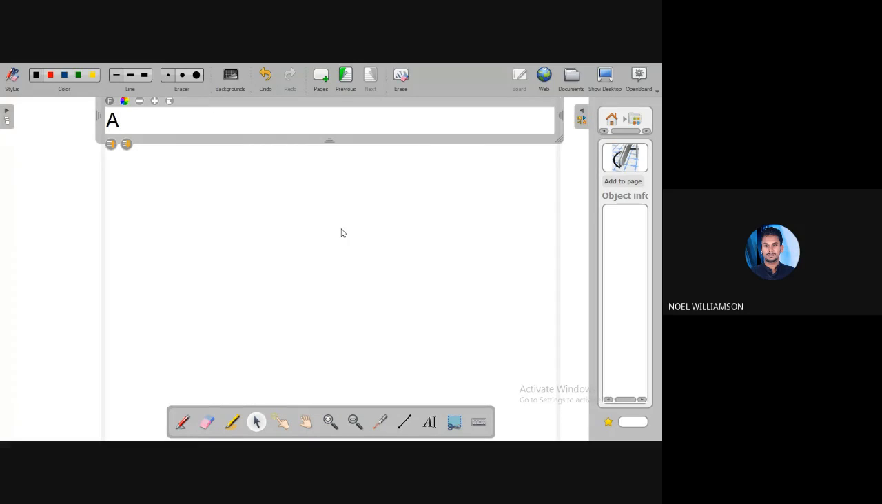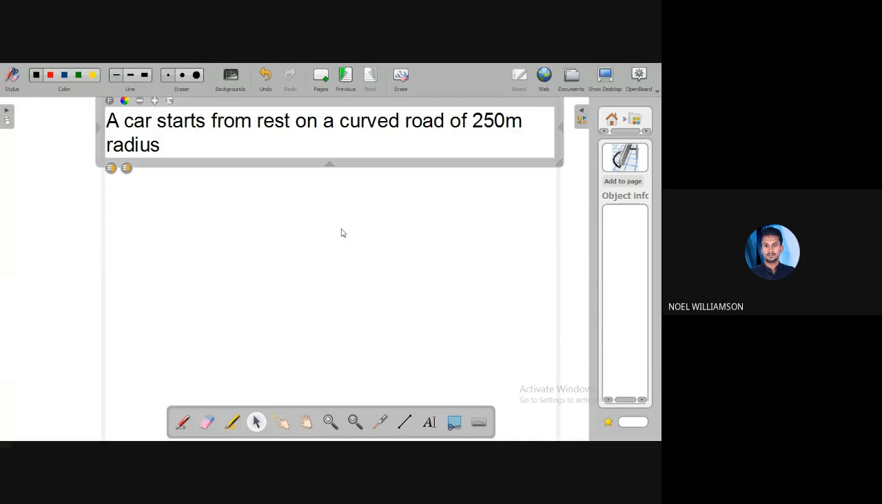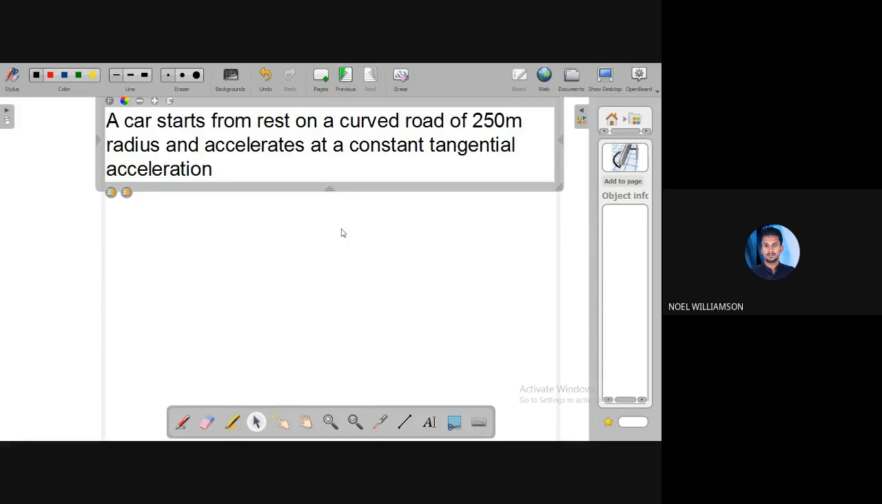A car starts from rest on a curved road of 250-meter radius, and accelerates at a constant tangential acceleration of 0.6 meter per second square.